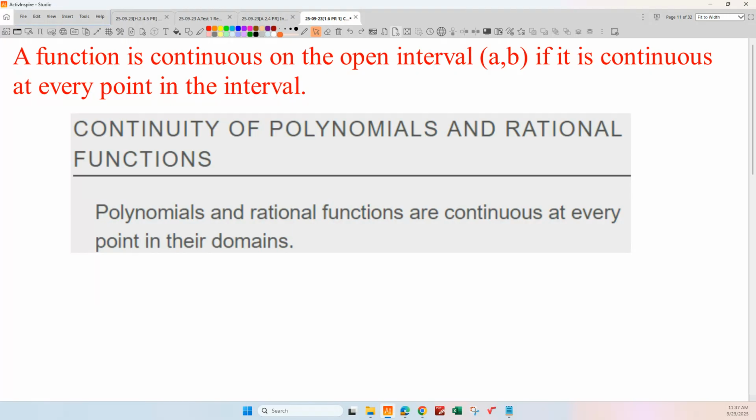Anywhere the bottom is 0. Any zeros of the denominator would have to be excluded from the domain of the rational function, but every place else, it's built from polynomials, and so I should be able to graph it without picking my pen off the board, right? So we would say that rational functions are continuous at every point in their domains. As long as it's in the domain, it's continuous on those intervals, right?